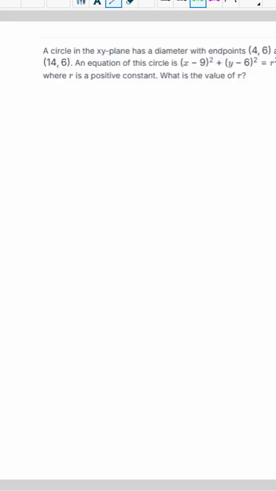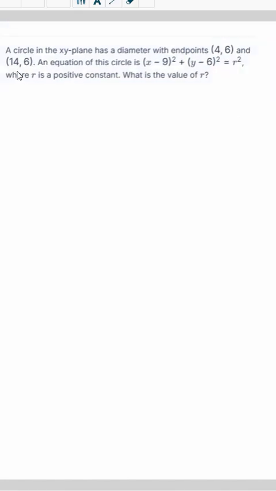So now let's try to answer a similar question without the diagram. A circle in the xy plane has a diameter with endpoints (4, 6) and (14, 6). An equation of the circle is (x - 9)² + (y - 6)² = r², where r is a positive constant. What is the value of r? So this is just like the last question. The important parts are that we have a diameter and we know the endpoints, and we're trying to find the radius. It doesn't matter about the 9 and the 6, right?